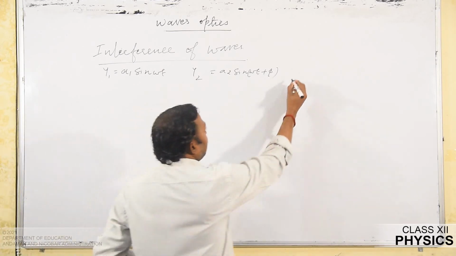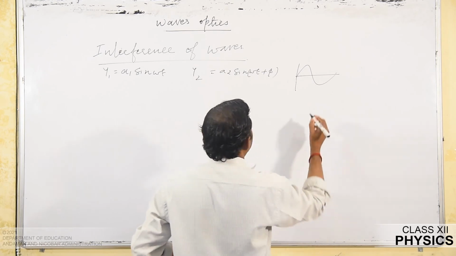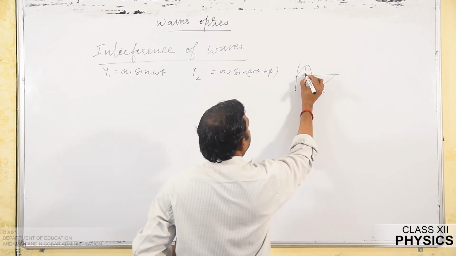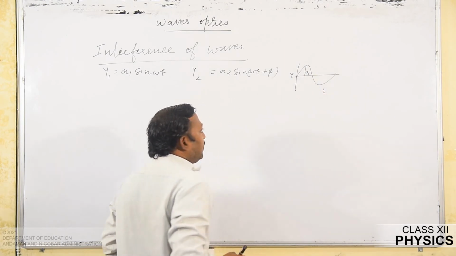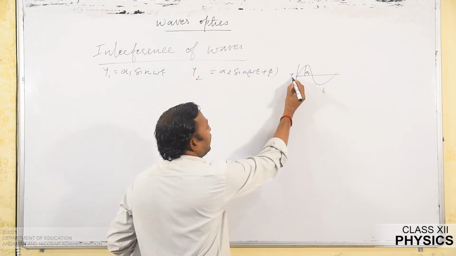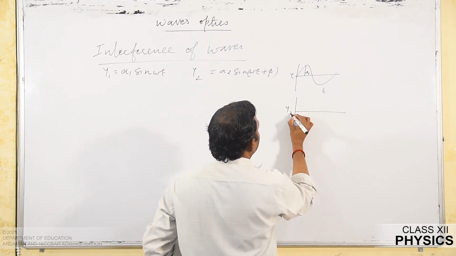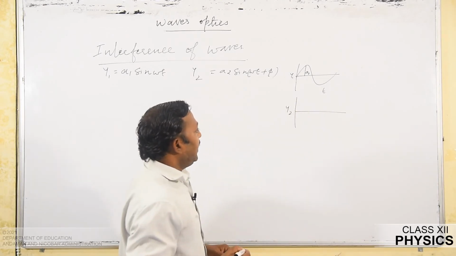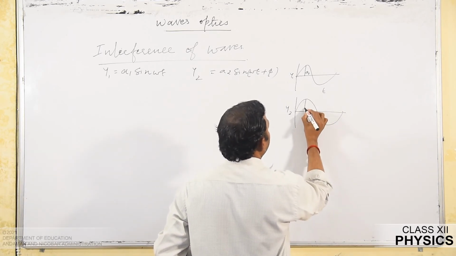Let us suppose that the first wave is represented graphically like this, which varies with time t, having the amplitude a1 and displacement y1. The second wave is represented by the amplitude a2 and displacement y2, which is given by like this.